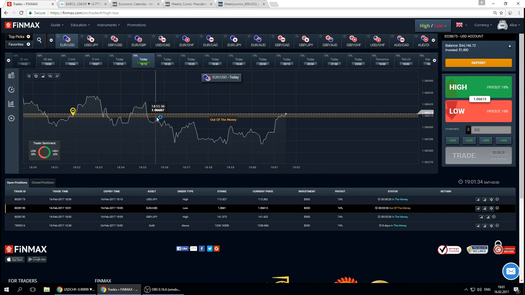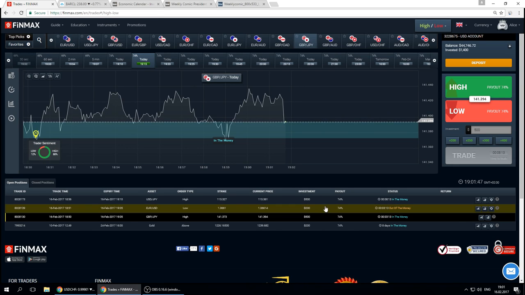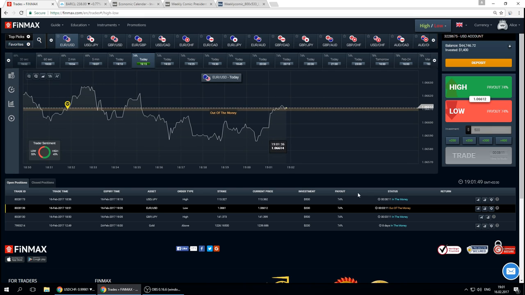Okay, what do we have here? The second trade that I have opened on Euro USD, well, right now it's out of money, though it was in the money for a pretty long time. We have 3 more minutes till the expiry time. We're gonna wait to see what will happen next.